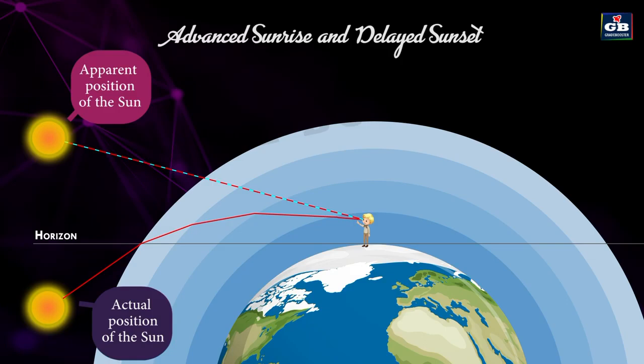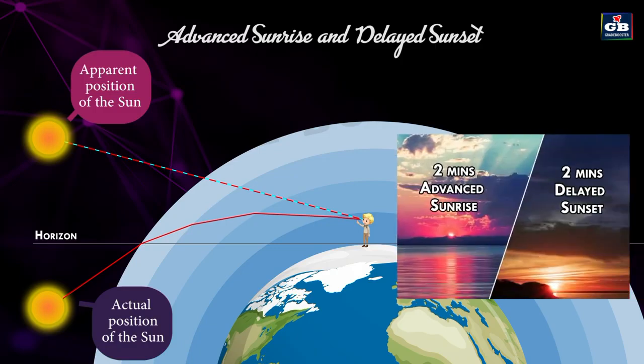So that position of the sun is called the apparent position of the sun. And in the same way, about 2 minutes after the actual sunset, the sunset is done. The sun is down the horizon, but still we will be able to see it because of atmospheric refraction. That is, 2 minutes after the actual sunset, we will be able to see the sun.